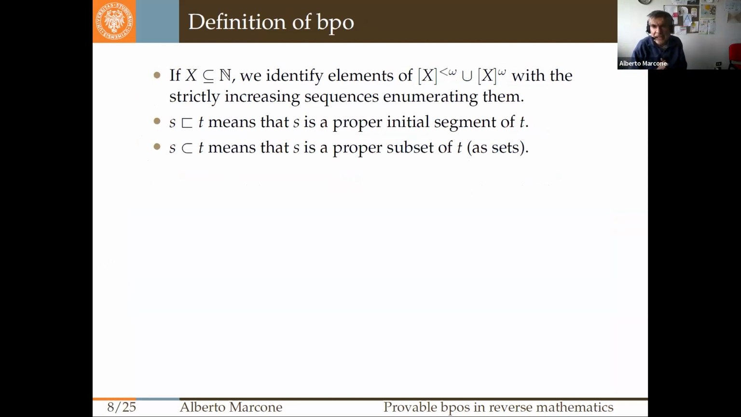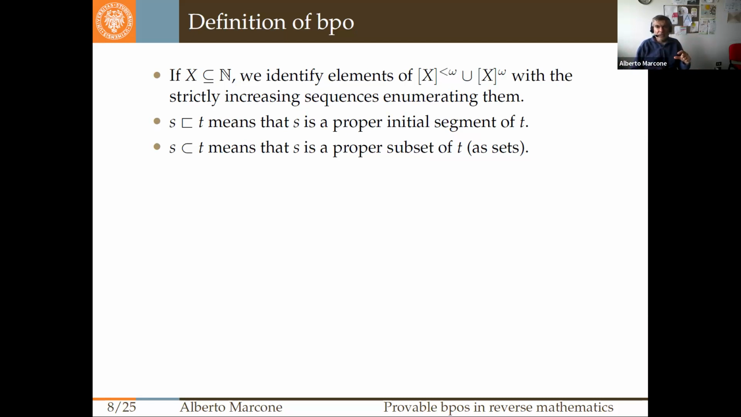So here is my slide for the definition, which has several steps. First, I just fix some notation. So I'm talking of finite sequences and also infinite sequences of length omega of elements from some set X, which is a subset of the natural numbers. I think I said sequences, but I meant sets. So finite and infinite subsets of some subset X of the natural numbers. And we identify these sets with a strictly increasing sequence enumerating them.